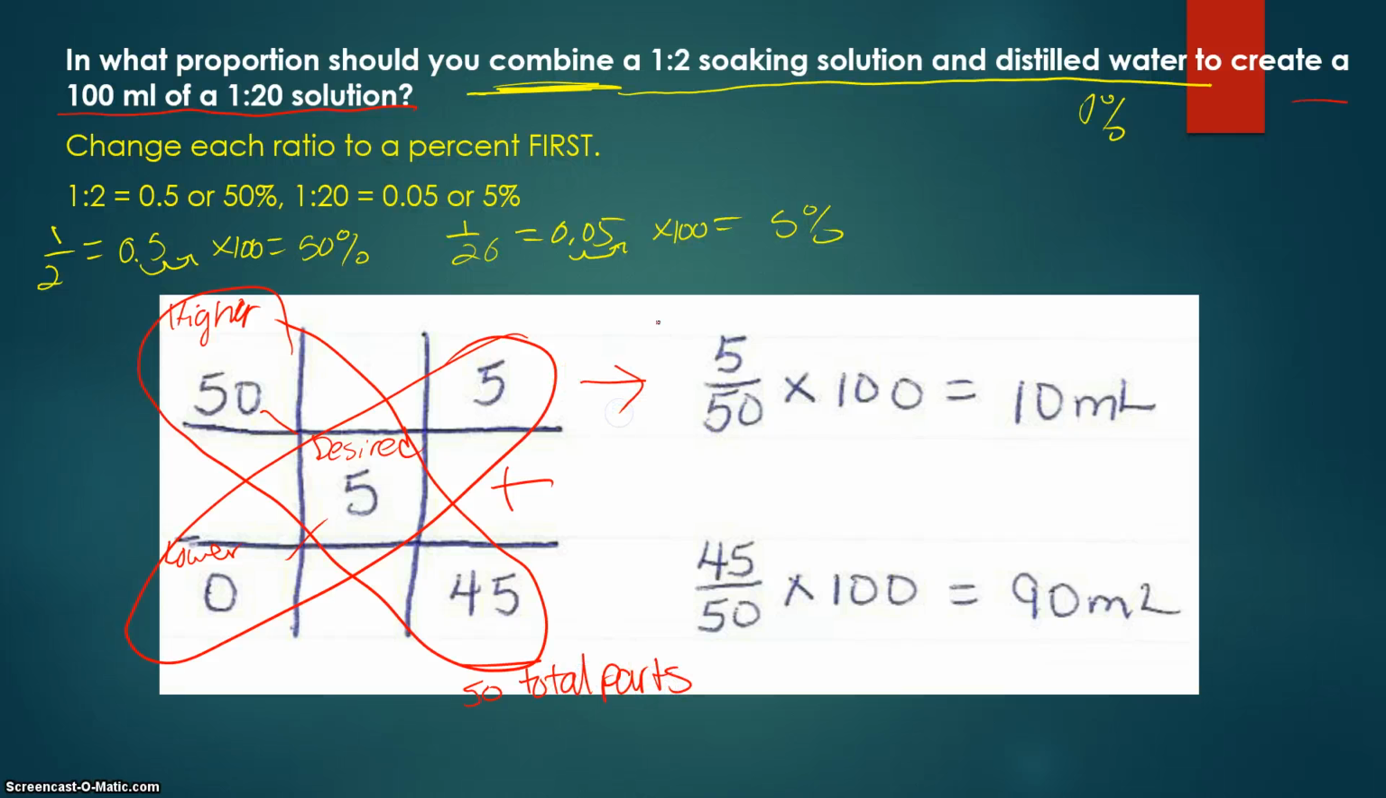Now we know that 5 parts of the 50% is required. So 5 over 50 times 100 ml that we want to make gives you 10 ml. 45 parts of the 0% is required. So you do 45 over the total parts, which is 50, times 100 ml, which is the amount we want to make, gives you 90 ml. So 90 plus 10 gives you 100 ml. And that's the same as what we wanted to prepare, right? And this concludes our lesson on alligations.